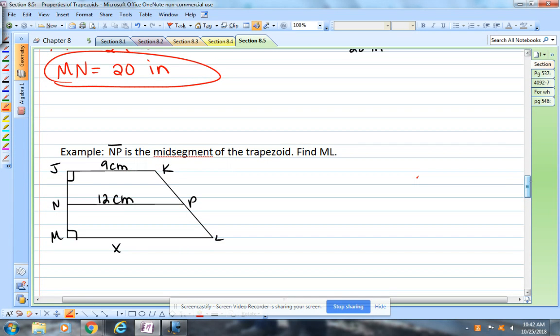All right, here's another one. This time, though, you are not finding the length of the mid-segment. They gave you the length of the mid-segment. This time, you're finding the length of one of the bases, ML. How do you think you do that?